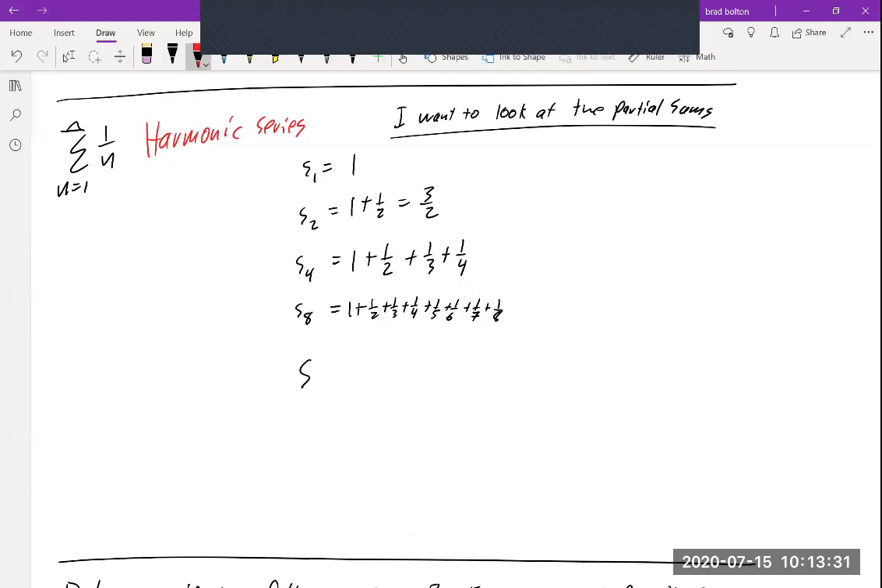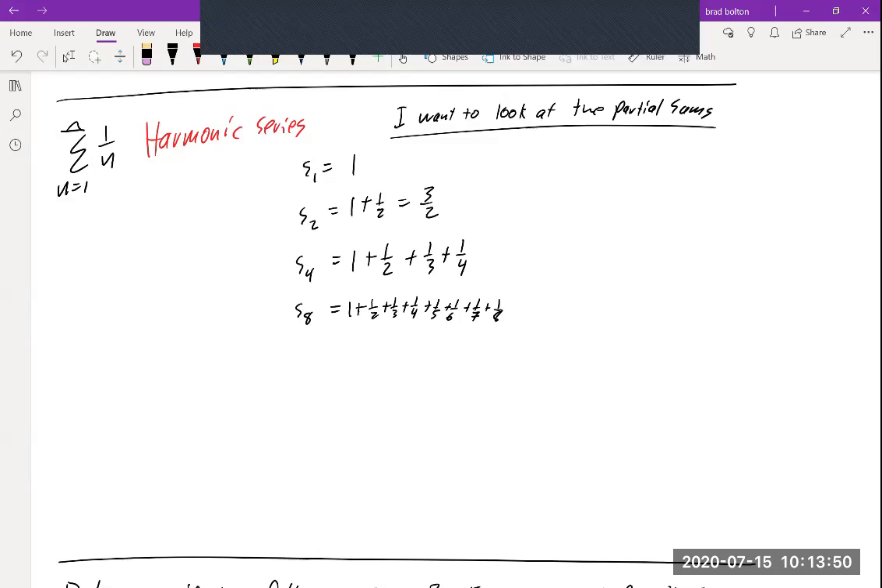If I write S sub 1, I get 1. If I write out S sub 2, I get 1 plus 1/2. If I write out S sub 4, I get 1 plus 1/2 plus 1/3 plus 1/4. And if I write out S sub 8, I would get that as well.